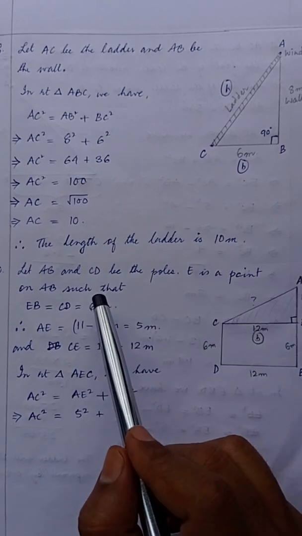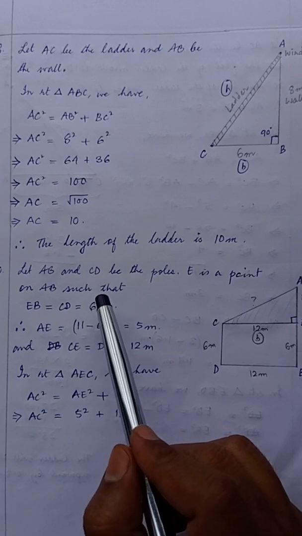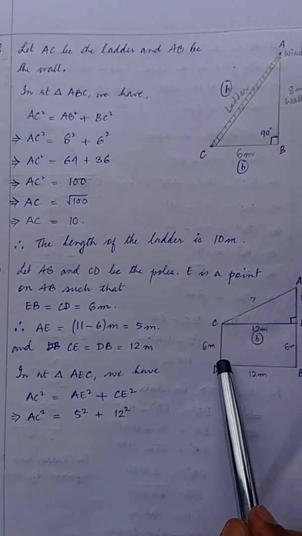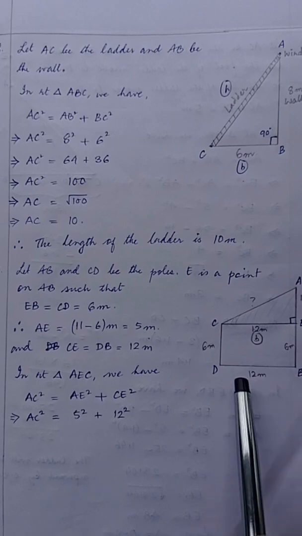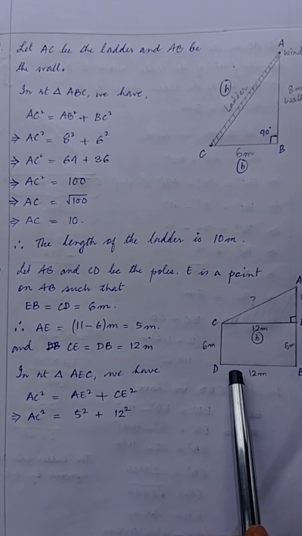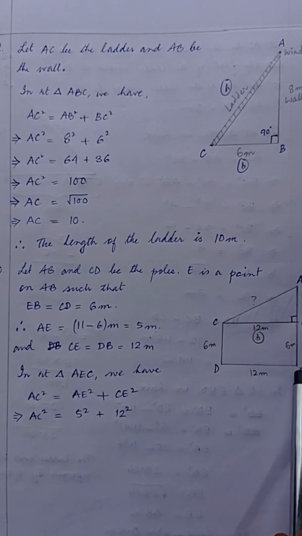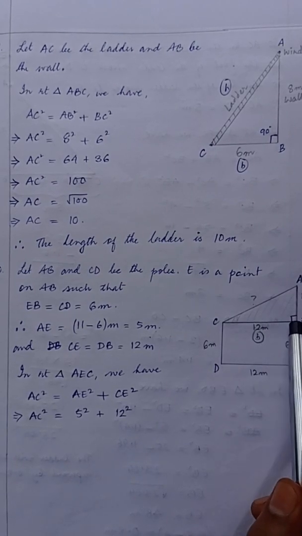Here, two poles of height 6 meter and 11 meter are standing on the ground. One is 6 meter, one is 11 meter. Both of them are standing on the ground, and the distance between them is 12 meter. So if this distance is 12, the parallel distance here is also 12.